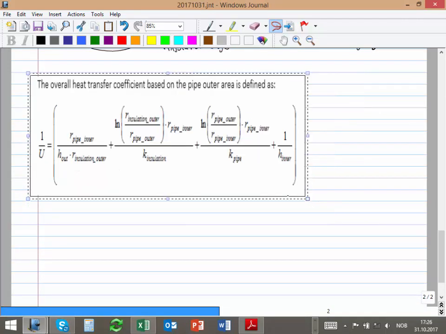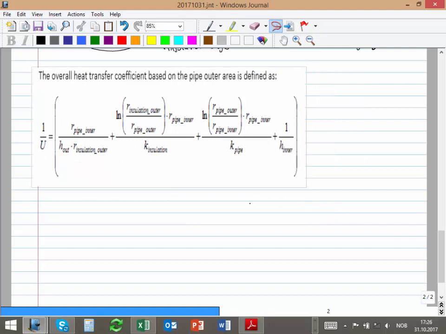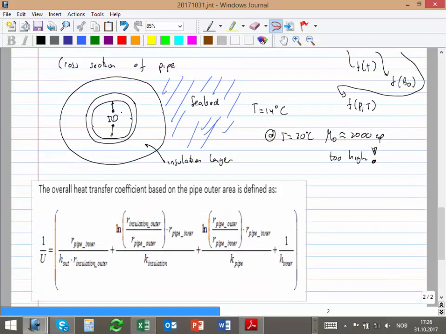And remember that to define this U, you have to define an area, whether it's based on the outer area or on the inner area, because you have to divide by the area. The procedure to calculate this U is that you have to calculate the heat transfer for convection, the expression for this conduction, the expression for this conduction, and the expression for this convection. You will have a lot of Q's, Q equal to delta T divided by a coefficient.